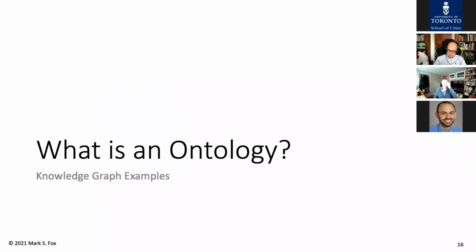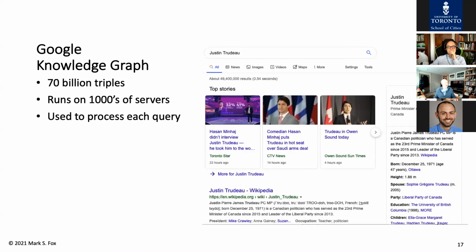Now, is this notion of an ontology just some abstract thing that us AI people have created and sits within the realm of just AI people, or is it something that is actually finding its way into use within the broader world? I'm going to answer that question quickly with some examples of knowledge graphs.